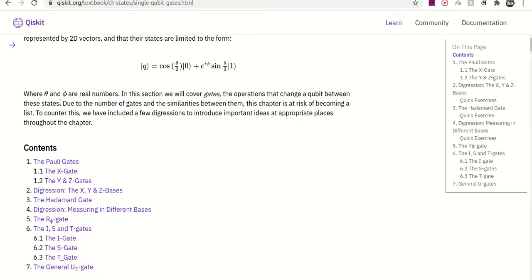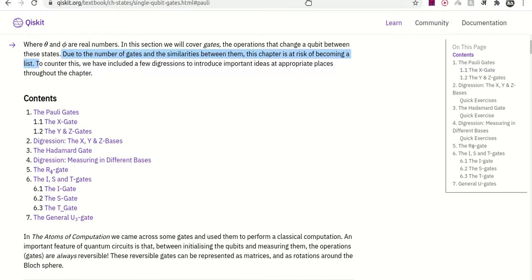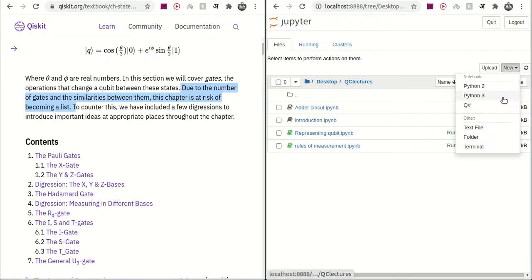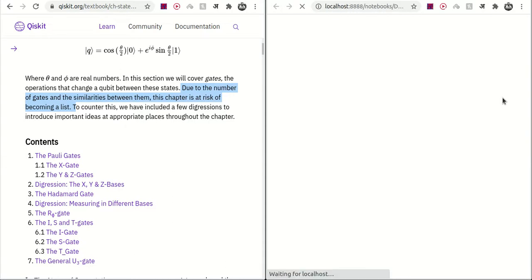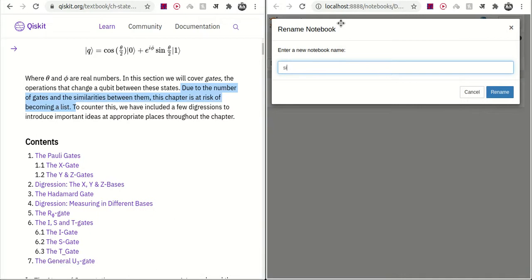Due to the number of gates and the similarity between them, this chapter is at risk of becoming a list. To counter this, we have included a few digressions to introduce important ideas at the appropriate places. So, let's start with coding those gates. We'll make a new file, single qubit gates.